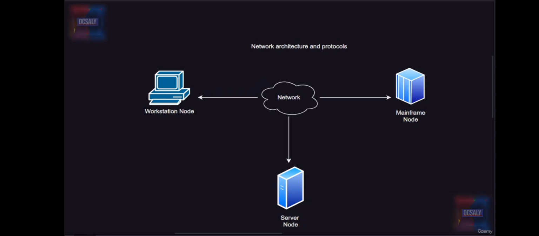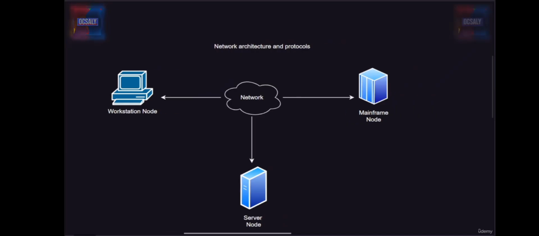The diagram shows three nodes connected with a common network, and each node might have a different operating system or hardware, but as long as each node follows a set of rules, or network protocols, it can communicate with other nodes on the network. To communicate correctly, all the nodes on a network must understand the same network protocols.